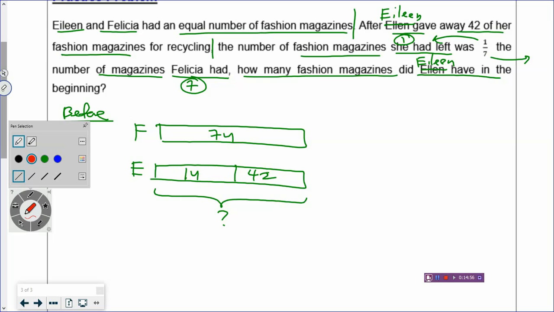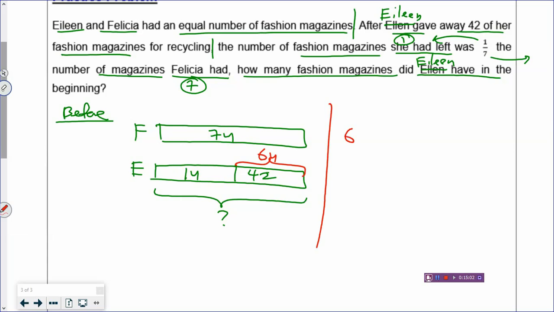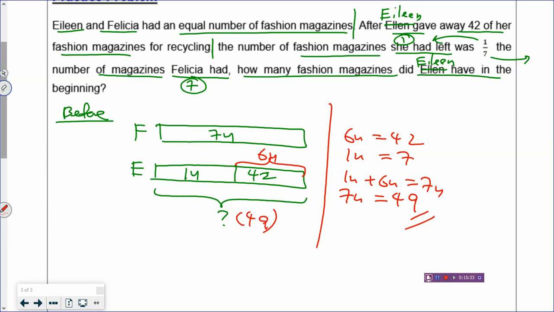Now can you find how many units Eileen gave away? That will be 6 units. So 6 units will be 42. So your 1 unit will be 7. Then can you find how many magazines Eileen had at the beginning? You take 1 unit plus 42, or you can take 1 unit plus 6 units, also can. You have 7 units altogether for Eileen. Then 7 units will be 7 times 7. So Eileen has 49 magazines. A very simple problem, and it's about 3 marks. So not quite hard to get the answer.